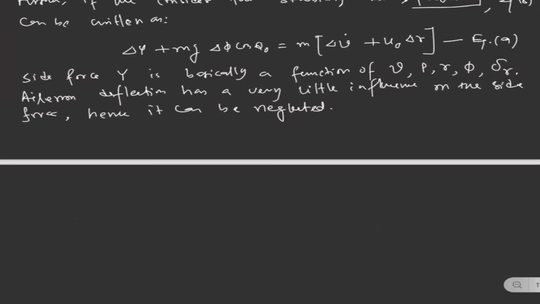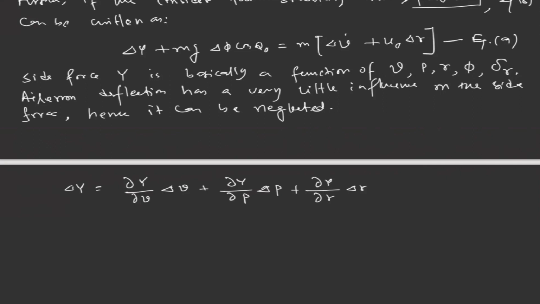So now, using the Taylor series expansion, the part of force can be written as delta y equals del y del v capital delta v plus del y del p delta p plus del y del r delta r plus del y del phi capital delta phi plus del y del delta r capital delta r. So this is the total part of side force generated due to the effect of different variables in this equation. Let's define this as equation 10.